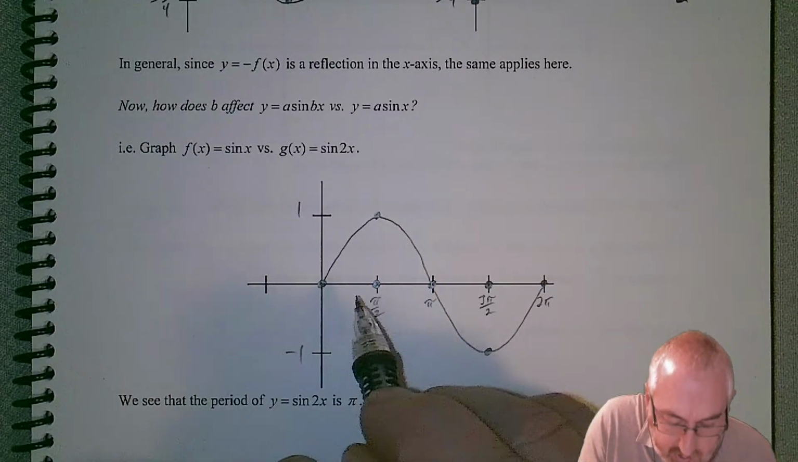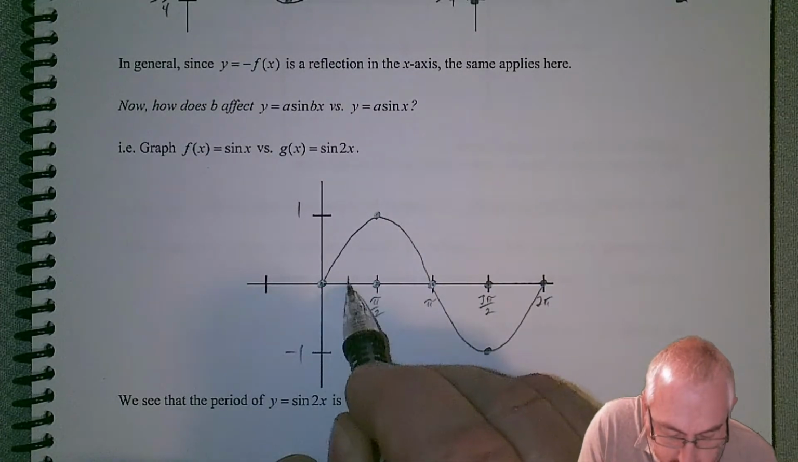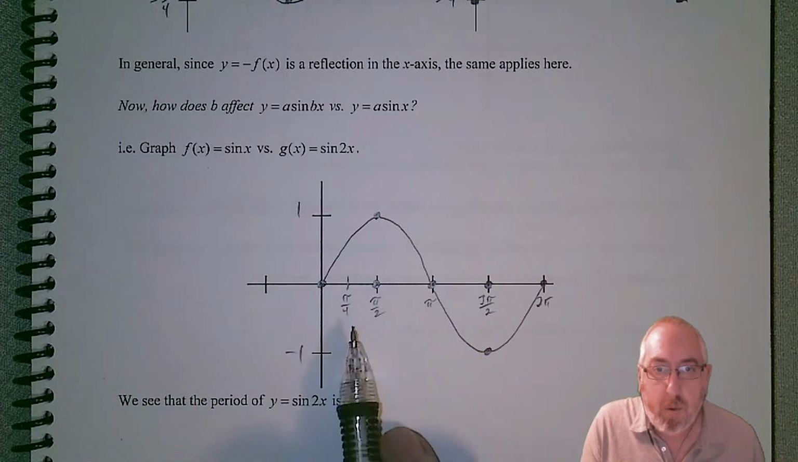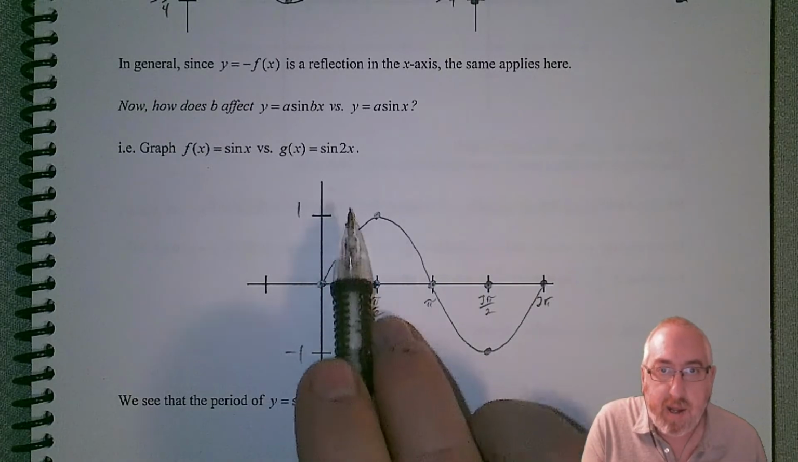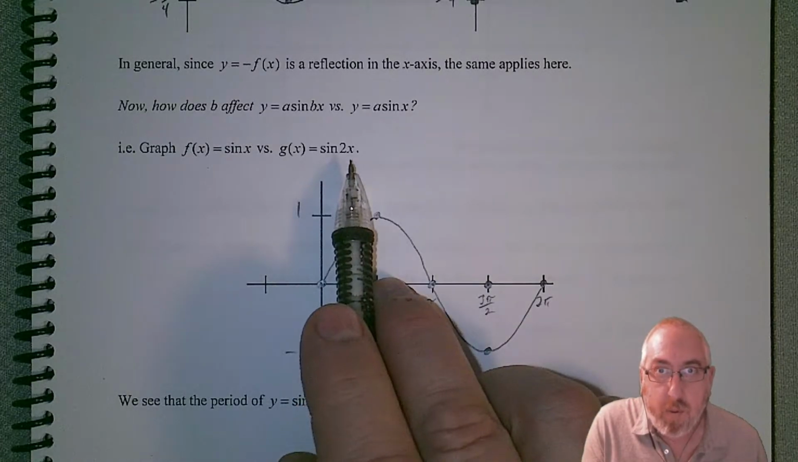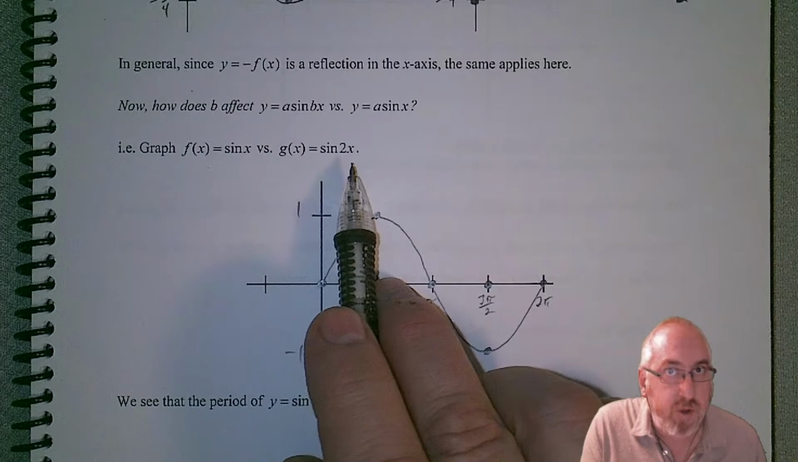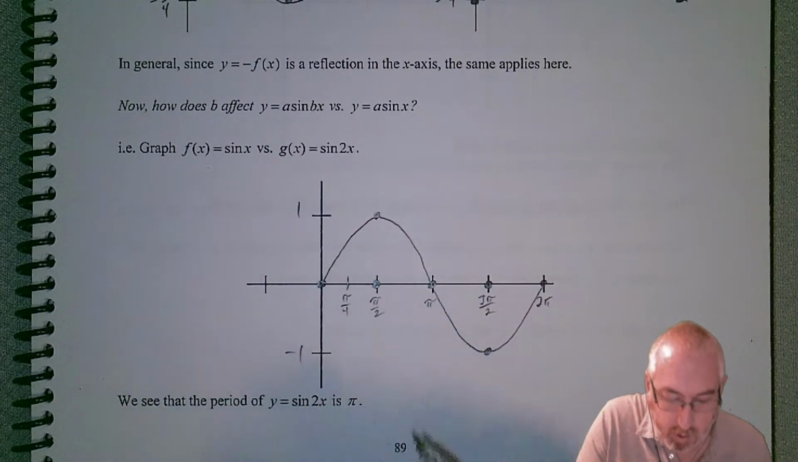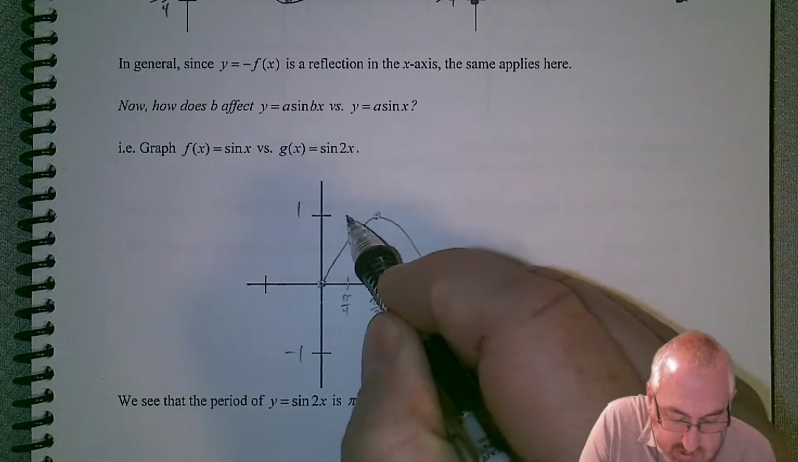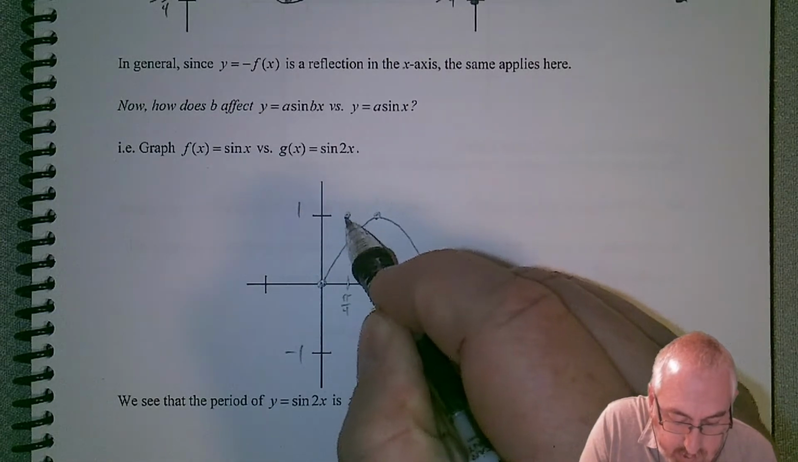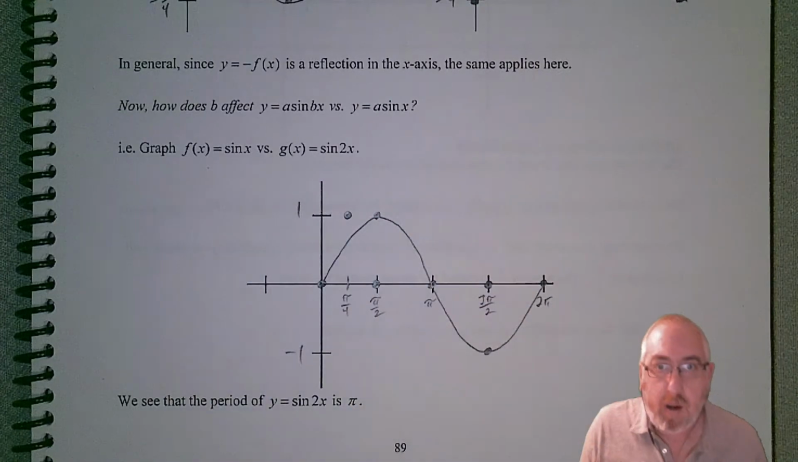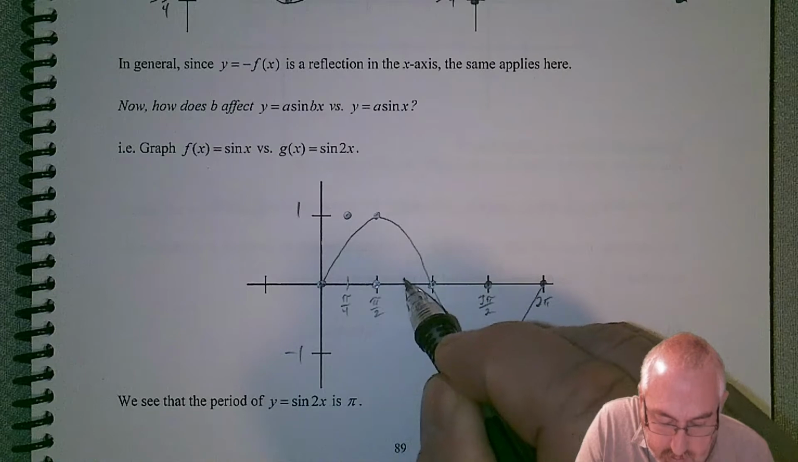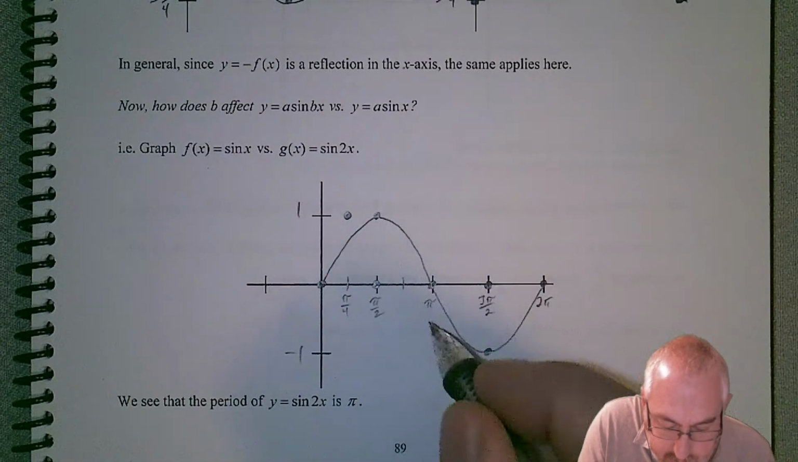So let's maybe take a look at pi over 4. So if we take a look at pi over 4 for an angle, we plug that in. If we double pi over 4, that's going to reduce down to pi over 2. And lo and behold, sine of pi over 2 is 1. So at pi over 4, we actually get a max value of 1.